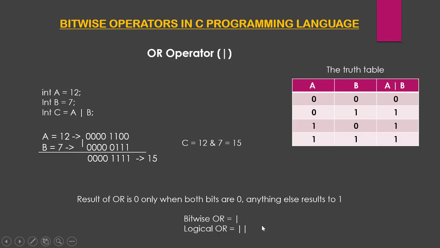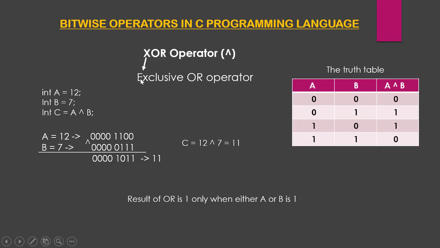Now, let's discuss the XOR operator. The bitwise exclusive OR operator is often called the XOR operator. The result of this bitwise operator is 1 when either A or B is 1, but not both. The truth table for this operation is shown here. When A is 0 and B is 0, A XOR B is 0. When A is 0 and B is 1, A XOR B is 1. When A is 1 and B is 0, A XOR B is 1. When A and B are both 1, A XOR B is 0.